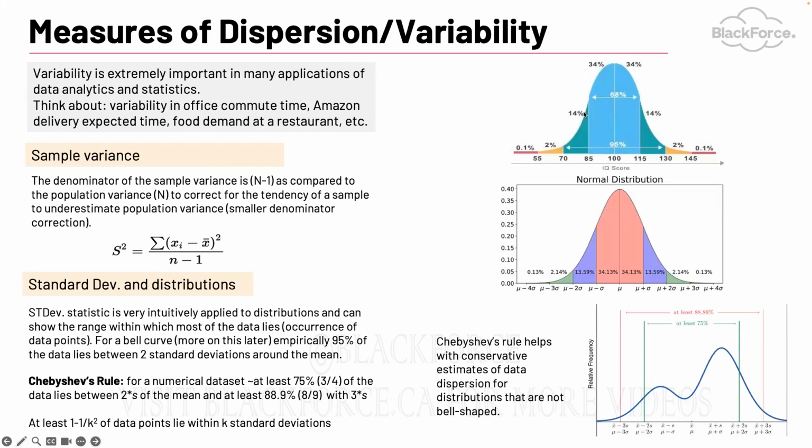And so remember, we talked about distributions. Well, we're all very familiar with distributions at this point. So these are distributions, and on the y-axis of a distribution curve is frequency. So the standard deviation statistic is very intuitively applied to distributions and can show the range within which most of the data lies. Now, a standard bell curve is also called a normal distribution. For a standard bell curve, and we'll talk about this later, we have empirical pointers that show that 95% of the data lies within two standard deviations around the mean.